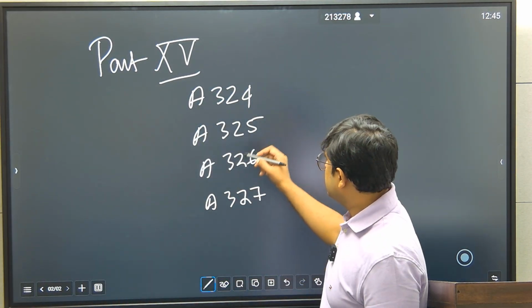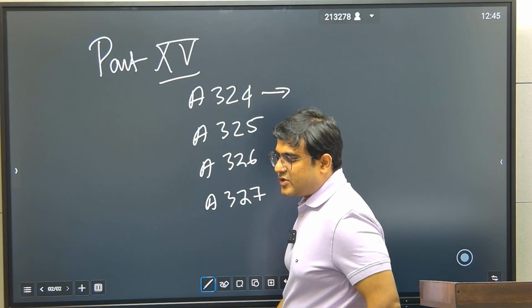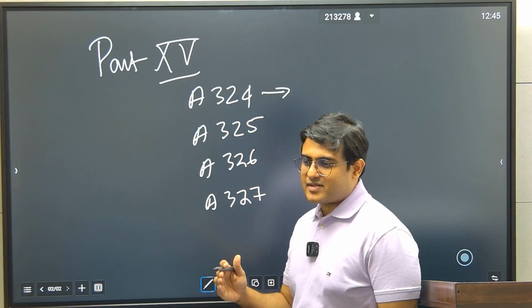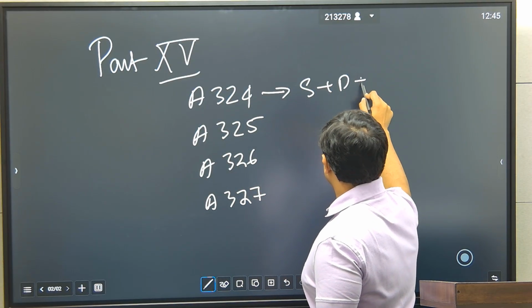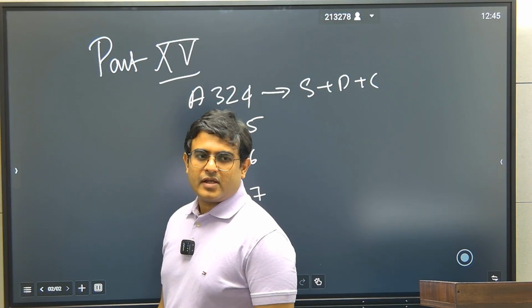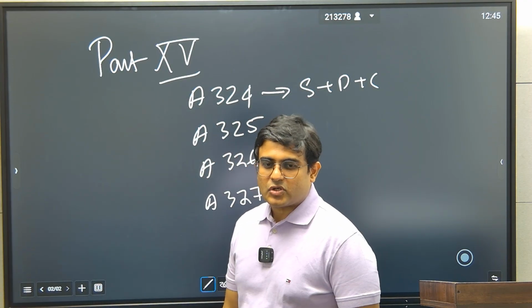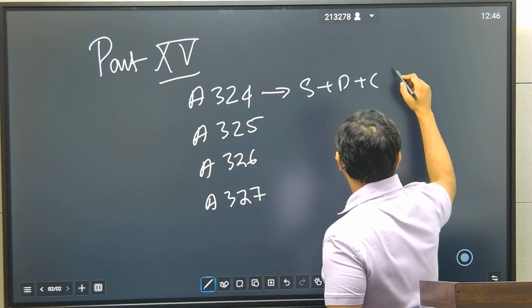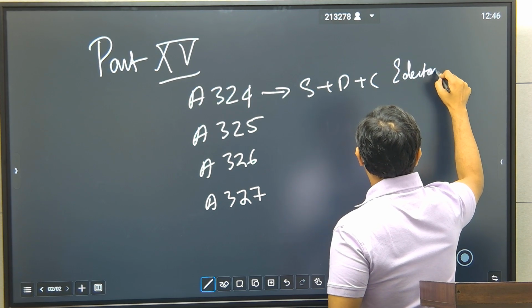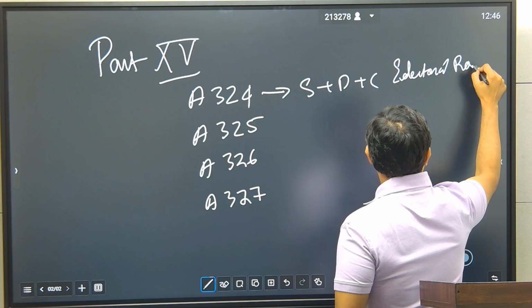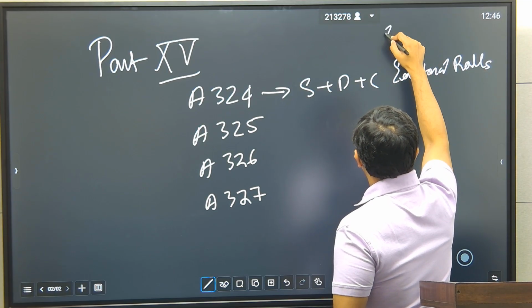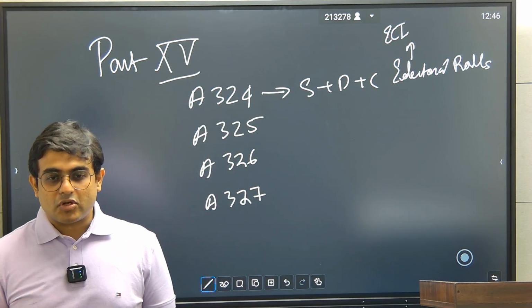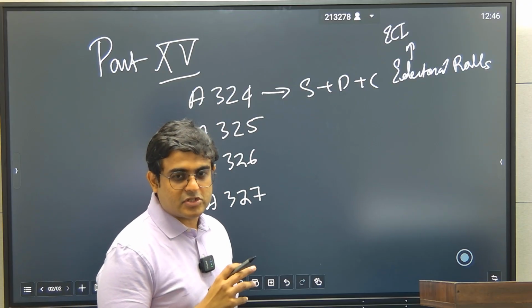Now, what does Article 324 say? Article 324 says the superintendence, direction and control of the preparation of electoral rolls lies with the Election Commission of India. Preparation of electoral rolls is the responsibility of the Election Commission of India. Superintendence, direction and control with respect to the preparation of electoral rolls is of the Election Commission of India.